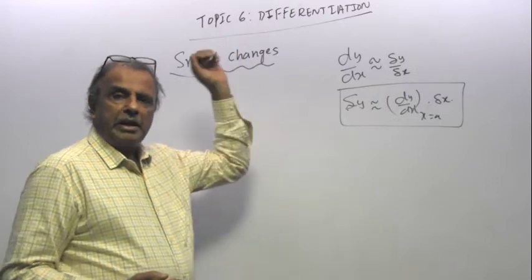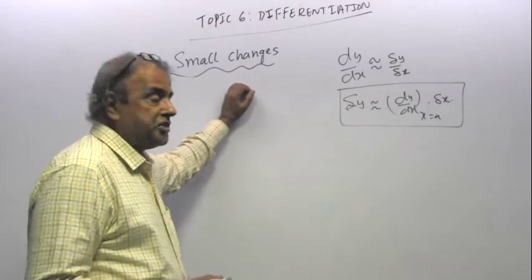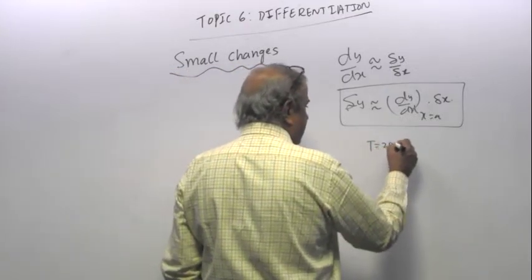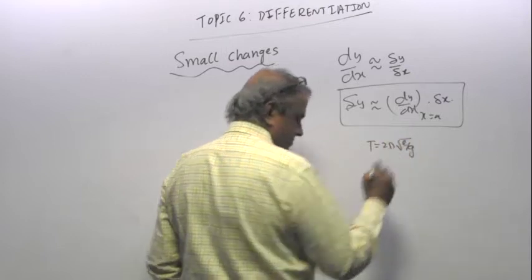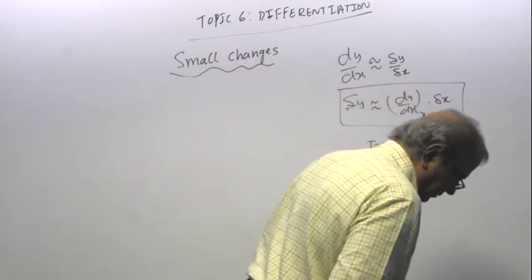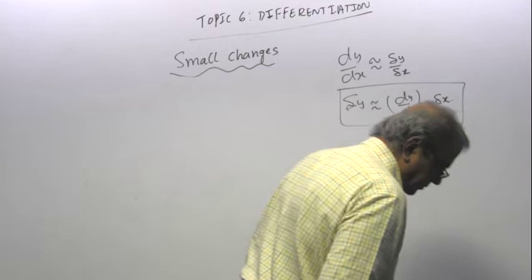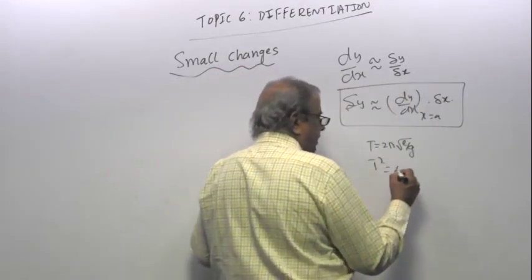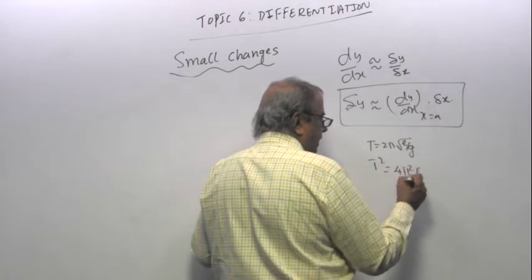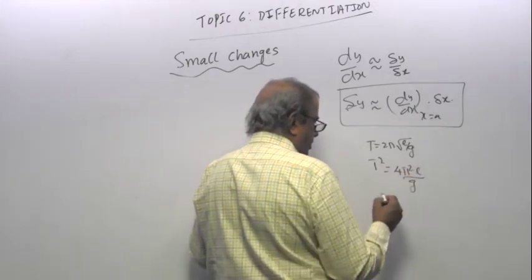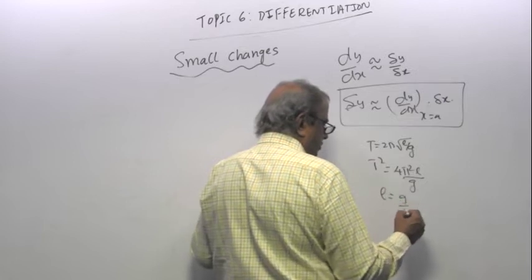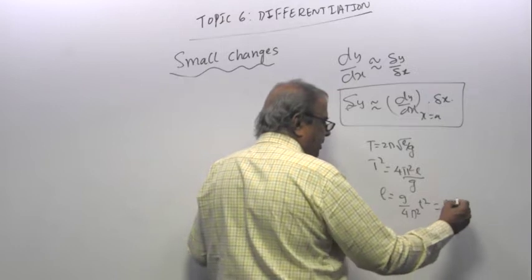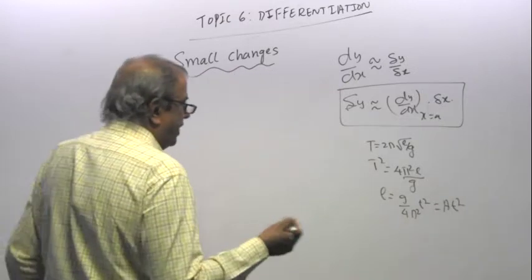Remember, the period of a pendulum is 2 pi root L over G. Those who do physics know it. So T is 2 pi root L over G. Or can you say T squared is 4 pi squared L over G, or L equal to G over 4 pi squared T squared. So can I call L as AT squared? So that's what I'm going to use.